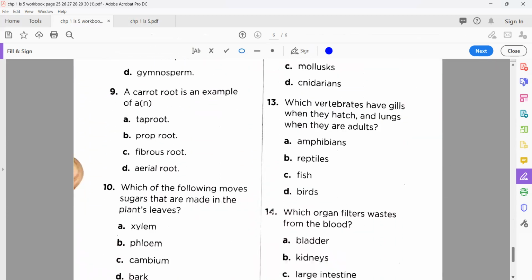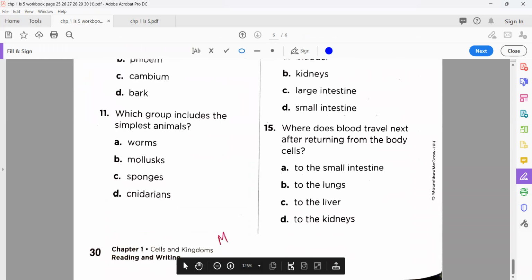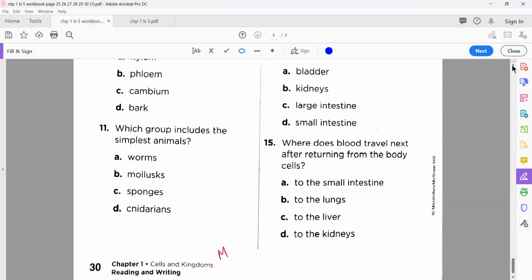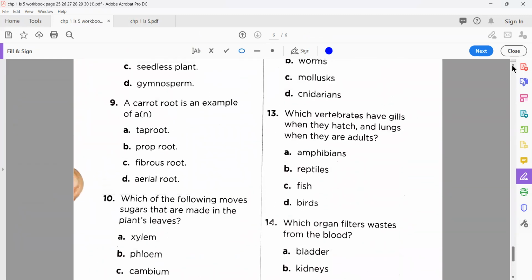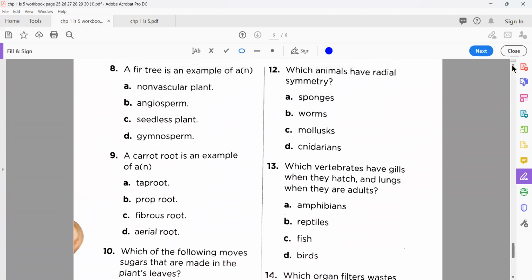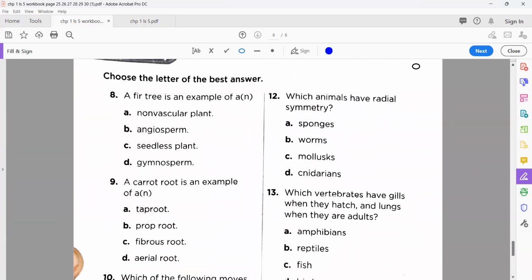Next, page number 30, the last page of this chapter, and also your homework. This is your workbook, page number 30. Let's see the MCQ or statement here.